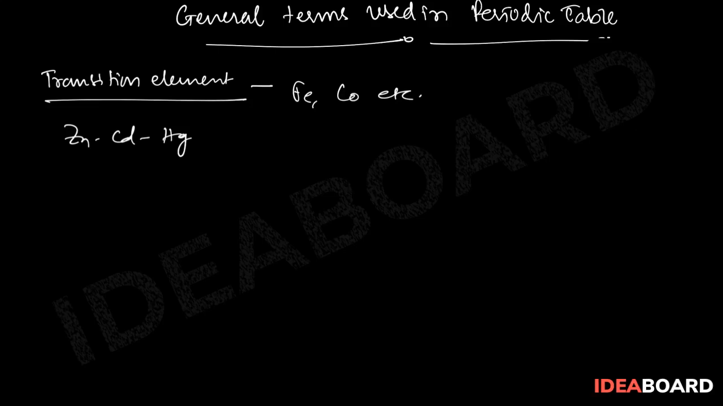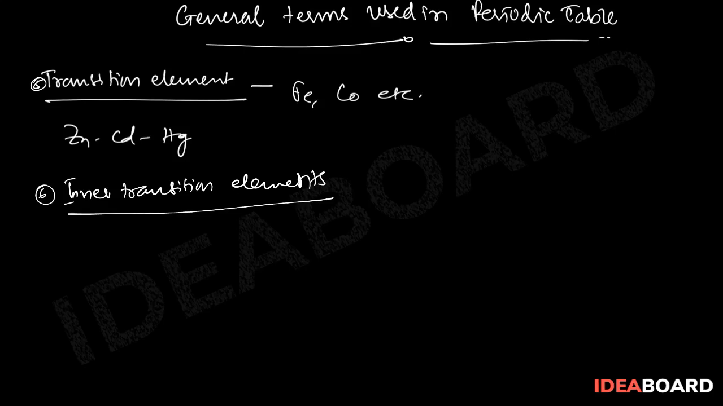This was the fifth term. The sixth term is inner transition elements. Inner transition elements are F block elements. They are similar to D block elements in most of their properties, but they are kept separately in the periodic table for the sake of understanding the horizontal similarity which they show. So that's the inner transition element.